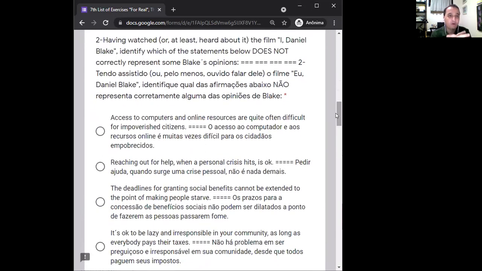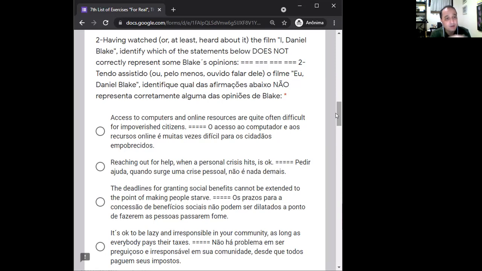Having watched, or at least heard about, the film I, Daniel Blake, identify which of the statements below does not correctly represent some of Blake's opinions, okay? Now we are not talking about issues treated or represented in the film, but about Blake's opinions. And we want to see something that is odd, something that is not representative of Blake's opinions.